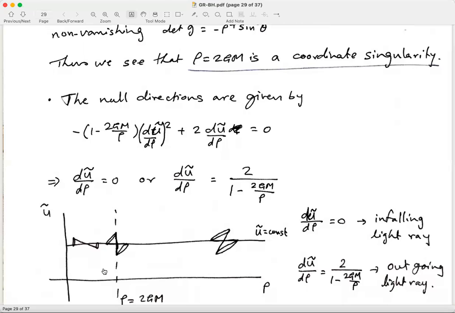Constant u tilde irrespective of rho value. So what we find is that one of the light cone directions is always horizontal. Now let's look at the second solution. The second solution would tell you that minus (1 minus 2 gm upon rho) times du tilde by d rho plus 1, or rather plus 2, is equal to 0. You can solve this equation by rearranging it to write down du tilde by d rho is equal to 2 upon 1 minus 2 gm upon rho.